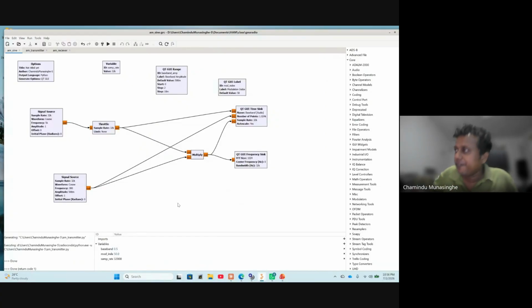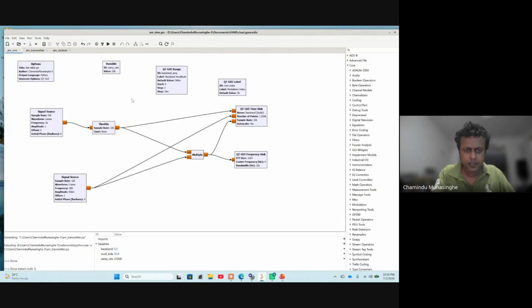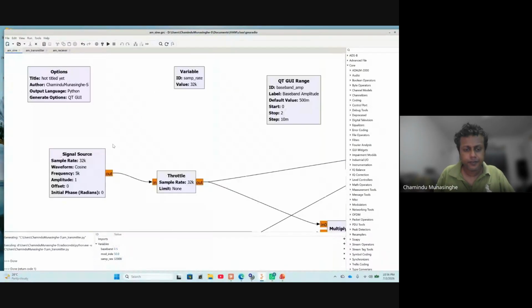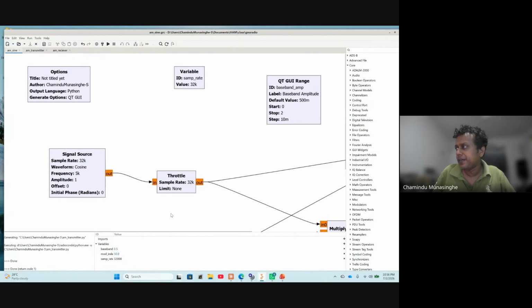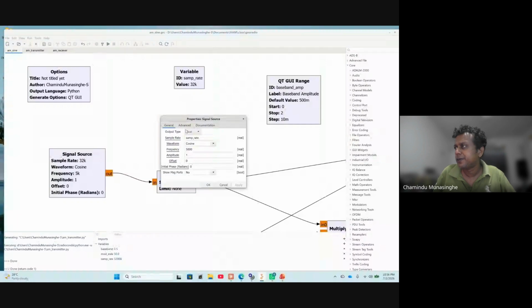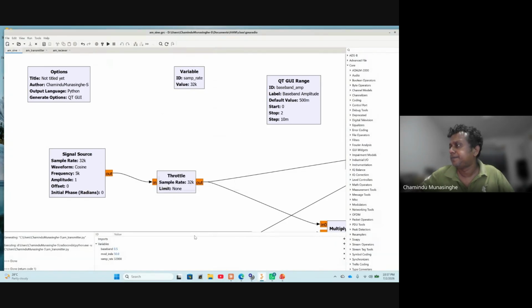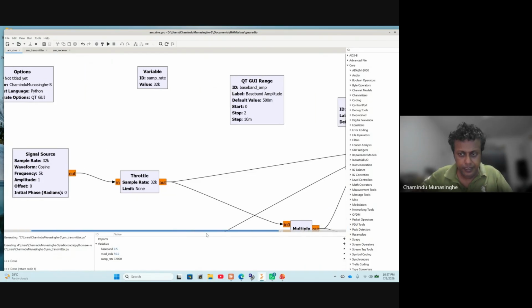Let me just briefly show you what this is. Let me first zoom. Yeah. If I explain this, first I have a signal source here. This is my signal source with a frequency of 5,000 hertz. And then I feed it to this throttle block.